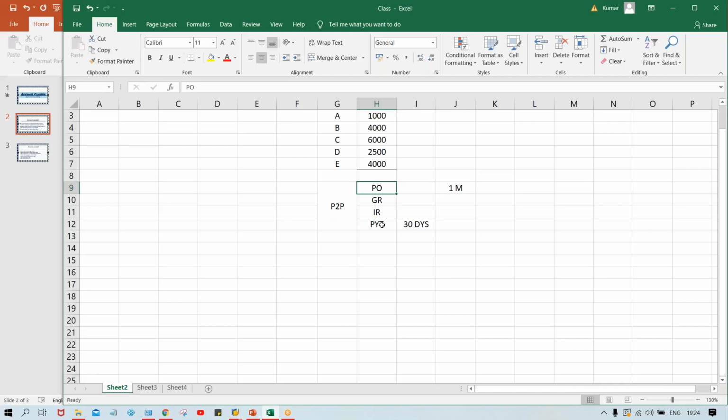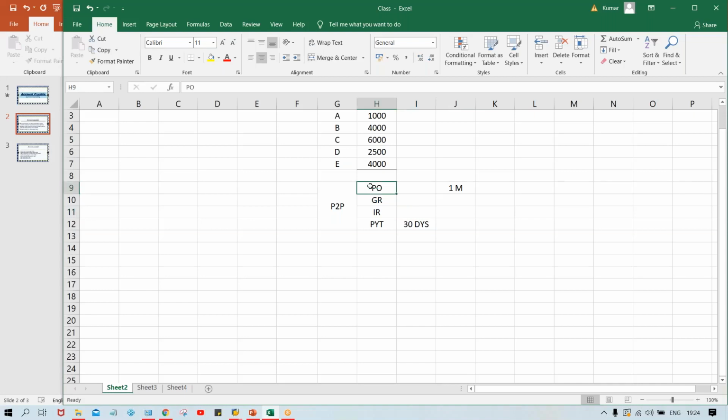And along with that, an invoice is also going to be given. This invoice, whatever is sent by the vendor, is going to be posted with reference to the purchase order. That is called PO based invoices, right?